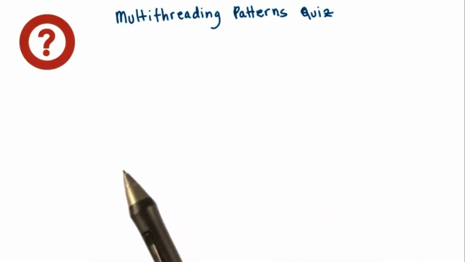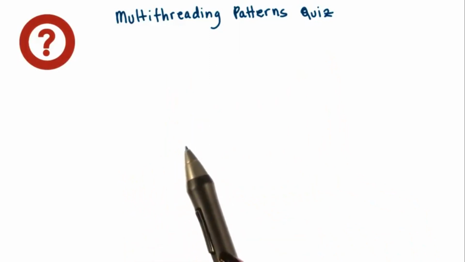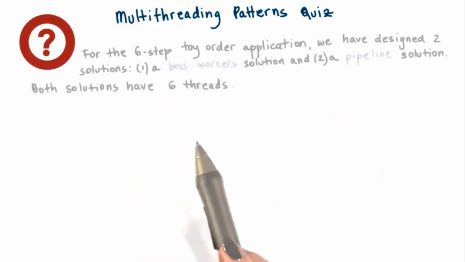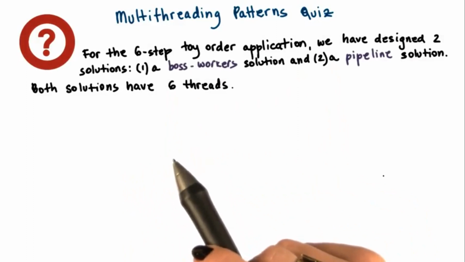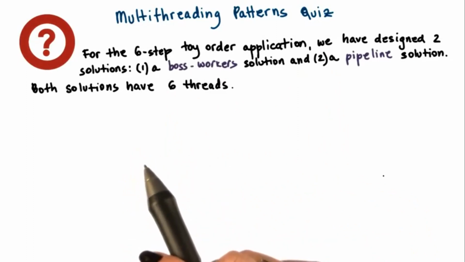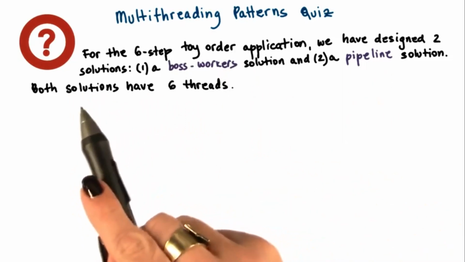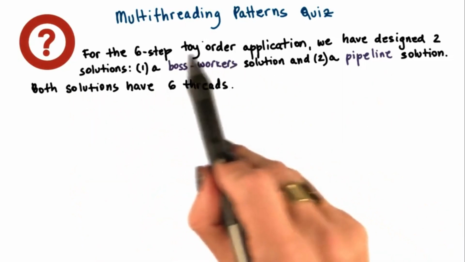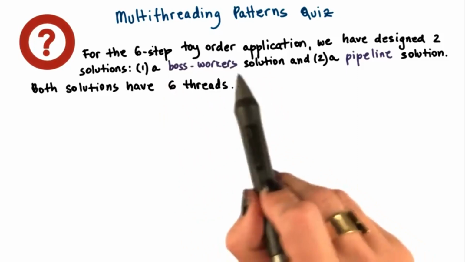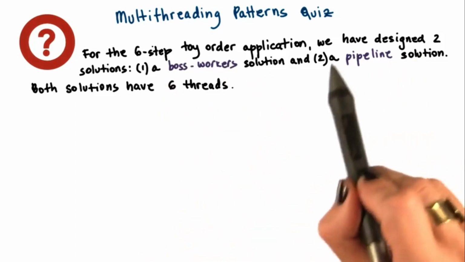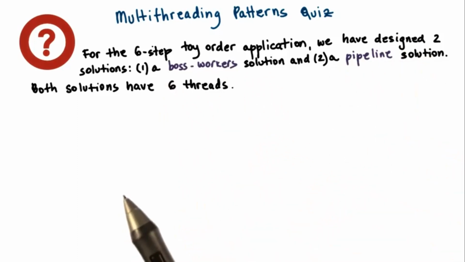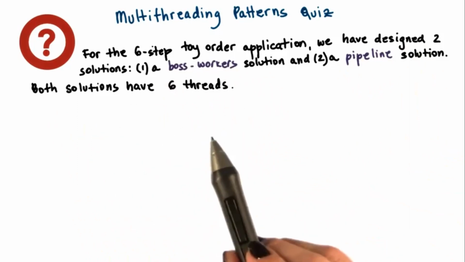Let's take a quiz now in which we will compare the performance of some of the multithreading patterns that we saw. For this quiz, we will look at an extremely simplified performance calculation for the toy order application, and we will compare two solutions. One, which is implemented via the boss workers pattern, and then the second one that's implemented via the pipeline pattern. For both solutions, we will use 6 threads.